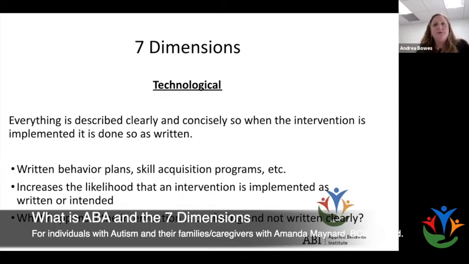We do this with skill acquisition programs. It increases the likelihood that an intervention is implemented as written or intended. And so I just kind of pose a rhetorical question. What happens if the intervention is confusing and not written clearly? It's not going to be implemented correctly. Everybody's going to be running it differently, and then your data is going to be not accurate.